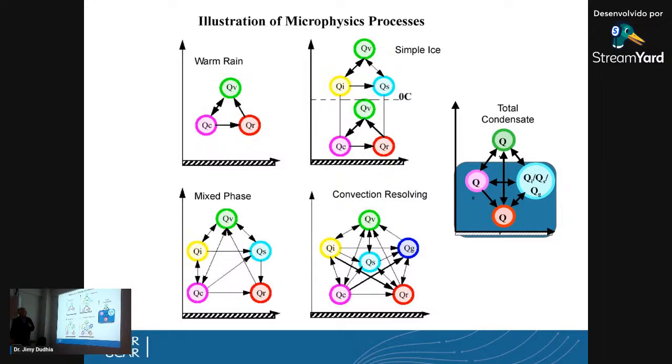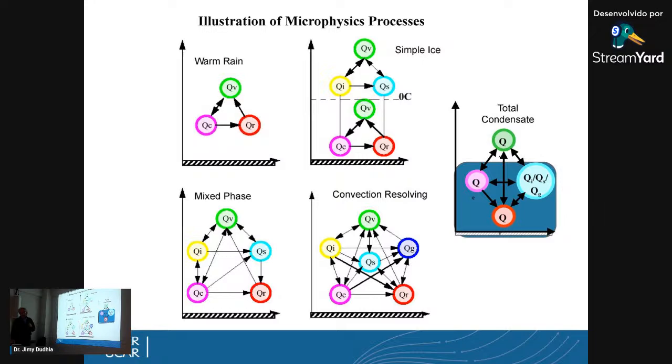By having the mixed phase, you can now have snow that melts more gradually as it falls below the freezing level, and you can have supercooled water as a cloud can go above the freezing level. So that's important for some applications to have supercooled water and snow melting more gradually.